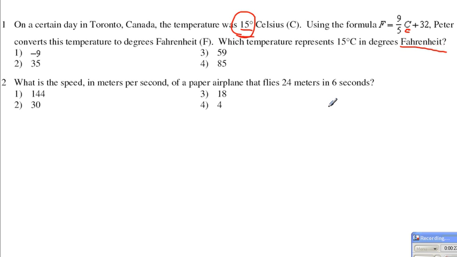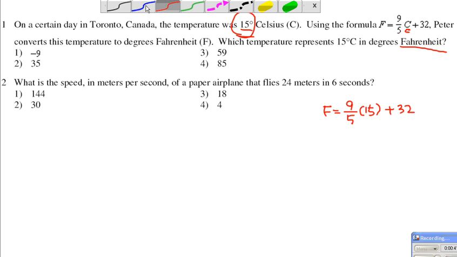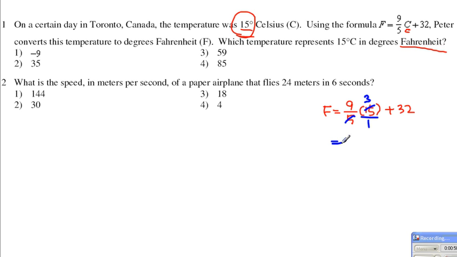Now we end up getting F is equal to 9 over 5 multiplied by 15, plus 32. In this case, you can calculate this by hand or using the calculator. Since this is multiplication, as if we have 15 over 1, these two cancel out, and it becomes 3. Now we have 27 plus 32, which is equal to 59. Therefore, choice 3 becomes our answer.